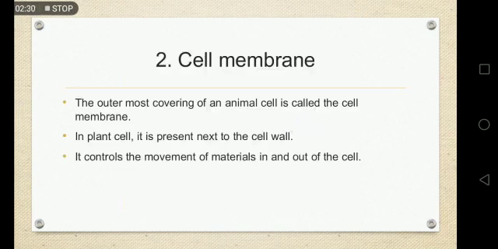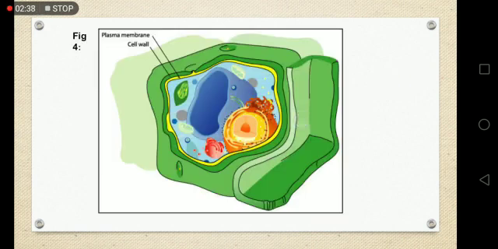The second organelle is the cell membrane. The outermost covering of an animal cell is called the cell membrane or plasma membrane. In plant cells, it is present next to the cell wall. The cell membrane controls the movement of materials in and out of the cell.